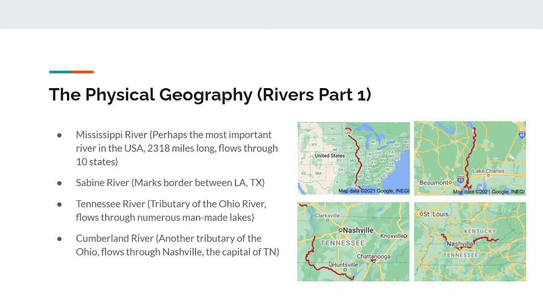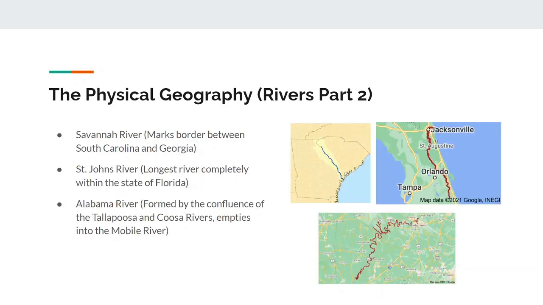The Tennessee River is a tributary of the Ohio River. It flows through numerous man-made lakes, which we will talk about later. The Cumberland River is another tributary of the Ohio. It flows through Nashville, the capital of Tennessee. The Savannah River marks the border between South Carolina and Georgia.